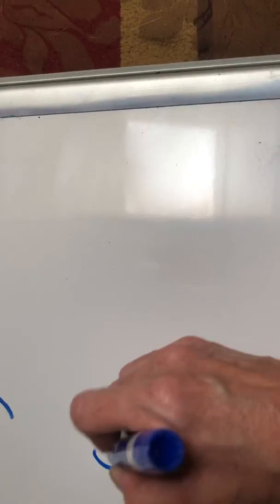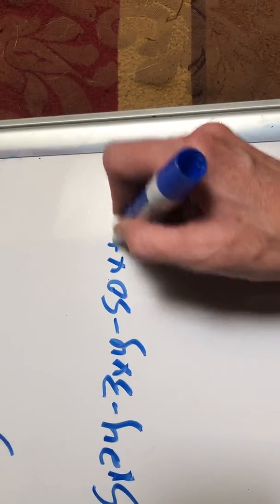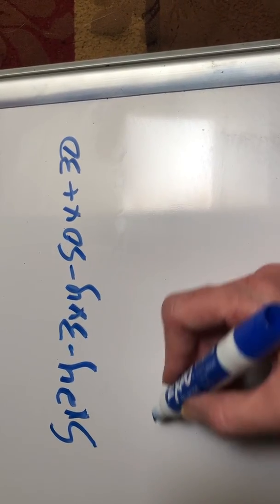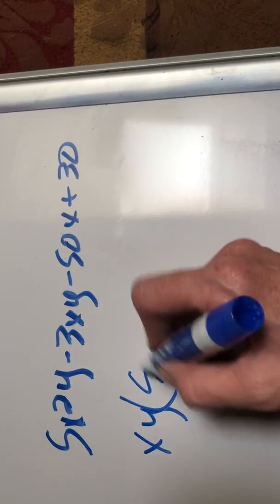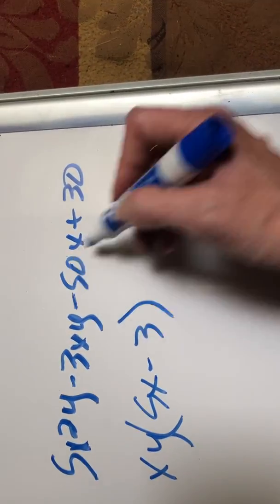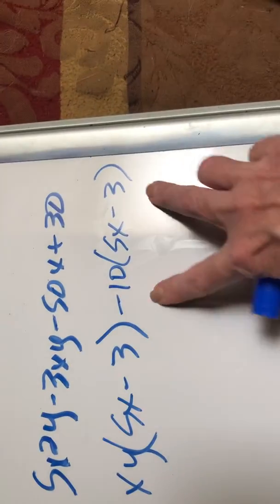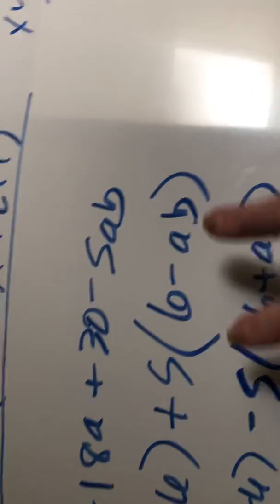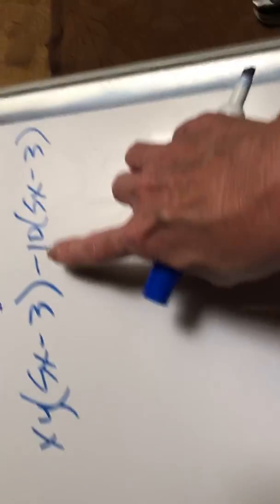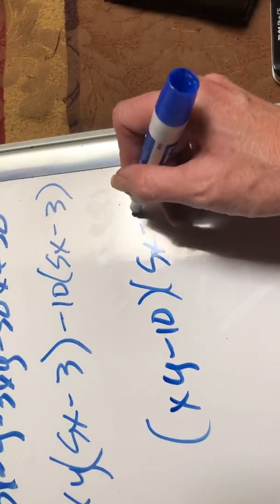Let's see. 5x squared y minus 3xy minus 50x plus 30. So again, I can take an xy out of the first two. That leaves 5x minus 3. I'm going to go ahead and take that negative 10 out, and I'd leave 5x minus 3. That would change the signs like I needed to. On this one, it was kind of hard to tell. That was a plus. That's why I didn't take it. But here I took the negative, so it changed the signs like we needed it to. So xy minus 10 and 5x minus 3.